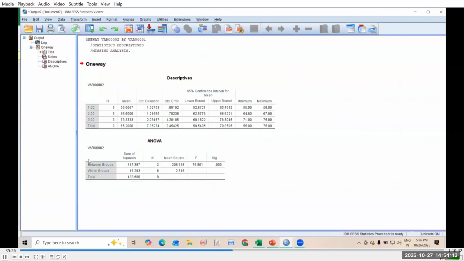Here you can see this is the descriptive statistics, and this is the one-way ANOVA table. Here you can see that the significance level is less than 0.05. It means that between the groups, meaning between the temperature levels, the residual enzymatic activity had a significantly different level.